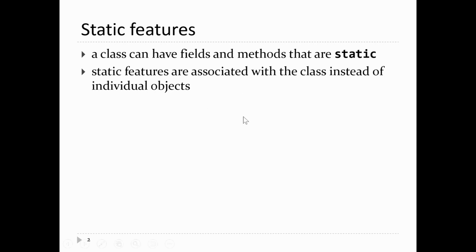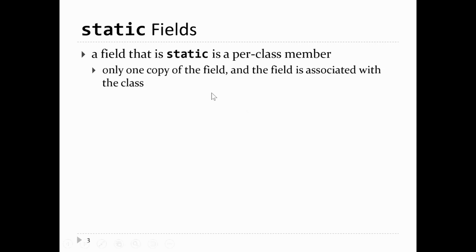Now remember what static features are. A static field is a field that belongs to the class, and a static method is a method that belongs to a class. You don't need an object to access the field or the method. So static fields are what are called per class members. There's one field for the entire class, only one copy of the field. That field's associated with the class. The individual objects do not have their own copy of the field.